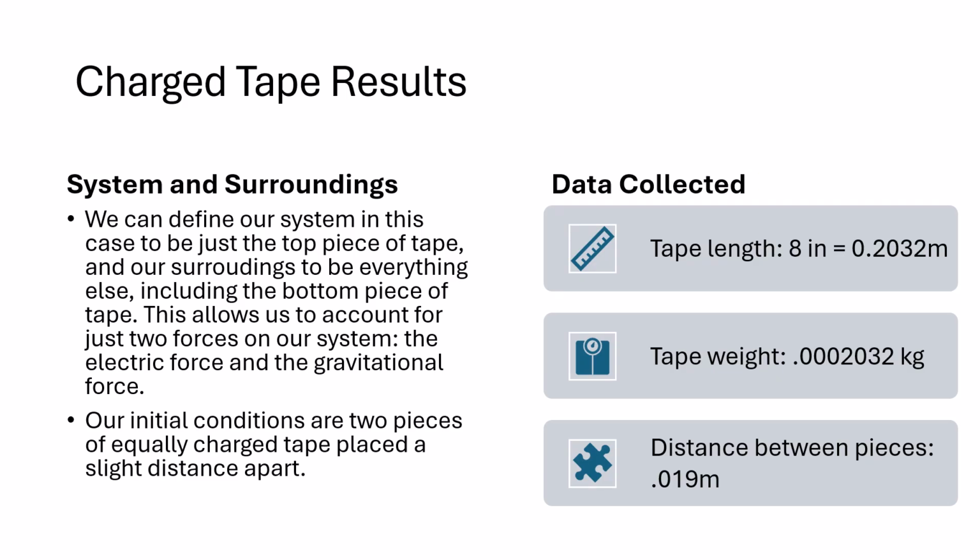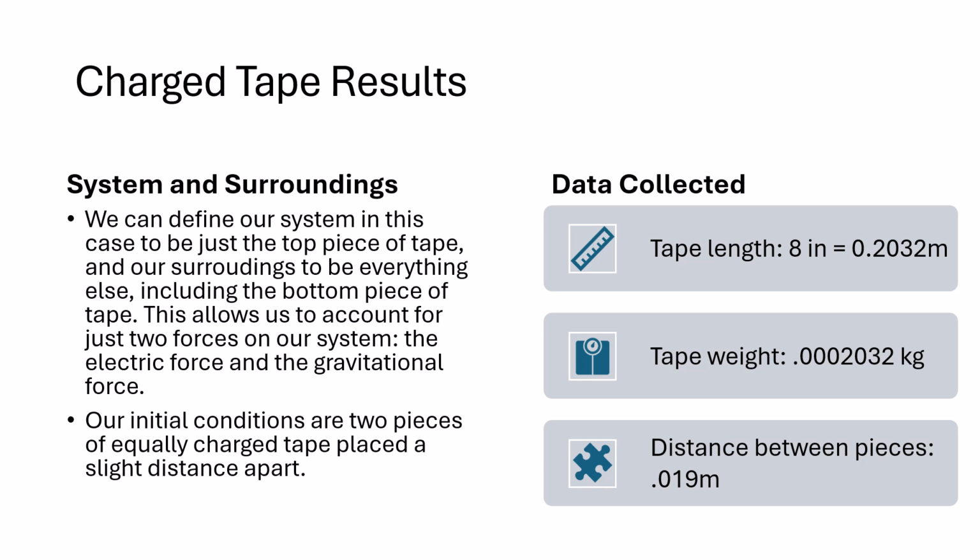Here are results from the following experiment. For the system and the surroundings, we can define our system in this case to be just the top piece of tape, and our surroundings to be everything else, including the bottom piece of tape and the Earth. This allows us to account for just two forces on our system, the electric force from the bottom piece of tape and the gravitational force.